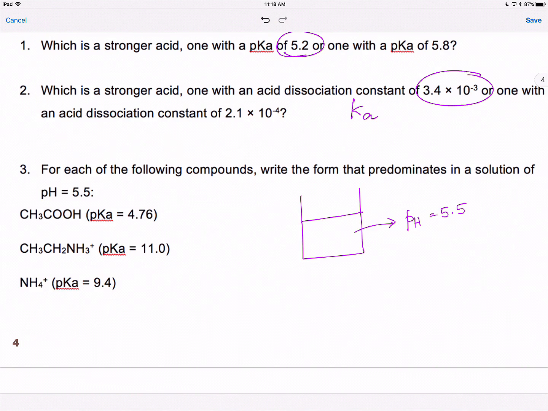So I'm going to throw the acetic acid, whatever, you know, this is acetic acid. You don't have to know the name, but its pKa is 4.76. I'm going to throw it in a beaker with a pH 5.5. So which is the stronger acid here, 4.76 or 5.5? 4.76, which makes 5.5 function as a base.